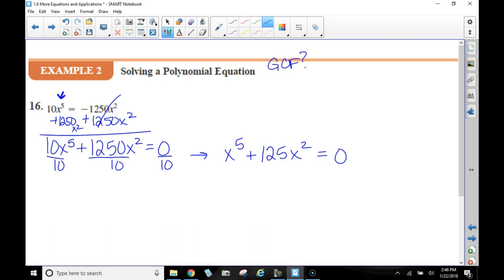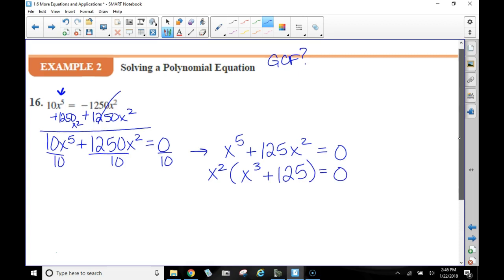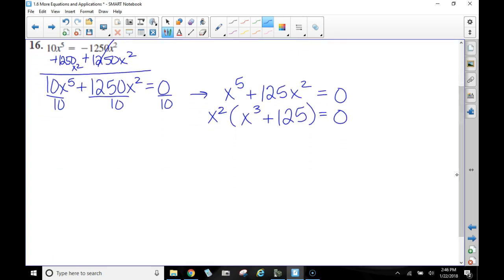The first thing I'm going to consider is there a greatest common factor in each of these terms, and you will see that there is a common x squared in both of those. So I'm going to pull that out and write the leftovers, x cubed plus 125. Bring down the equals 0. Now we're at the point where we have a factor times a factor equals 0. Set each of these factors equal to 0 and solve. So I'm going to write x squared equals 0, and then x cubed plus 125 equals 0.